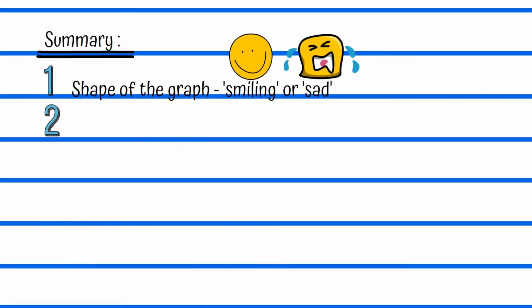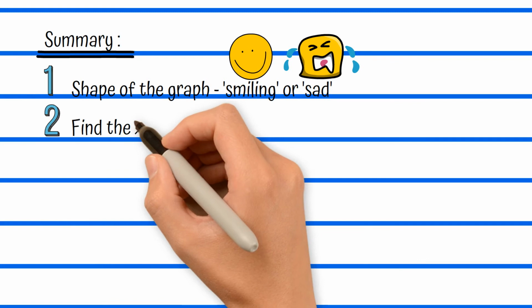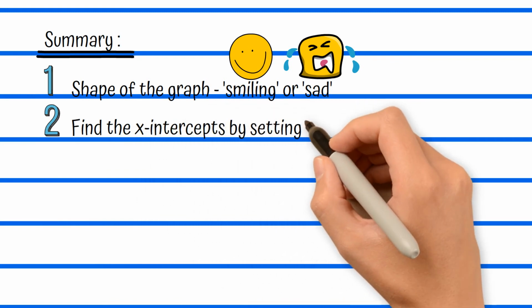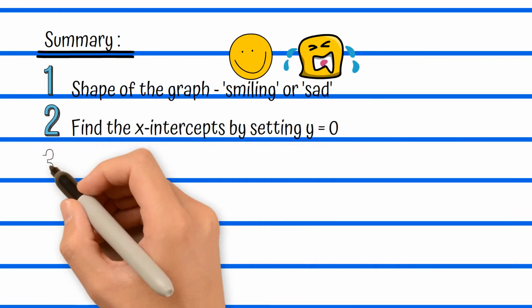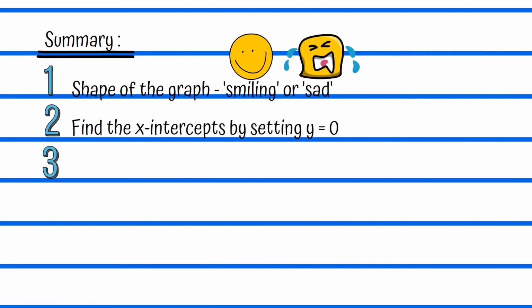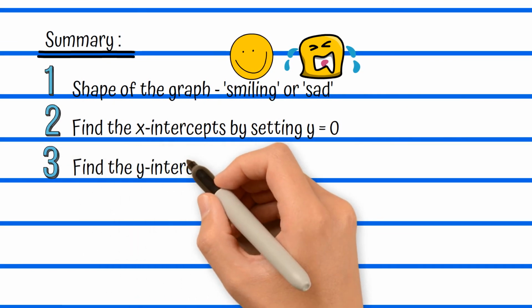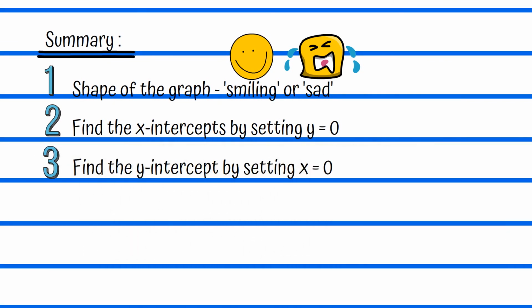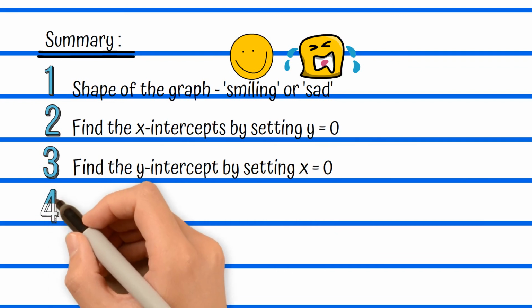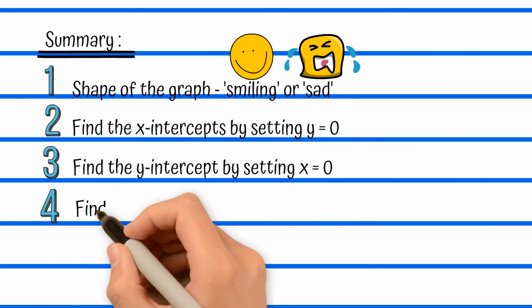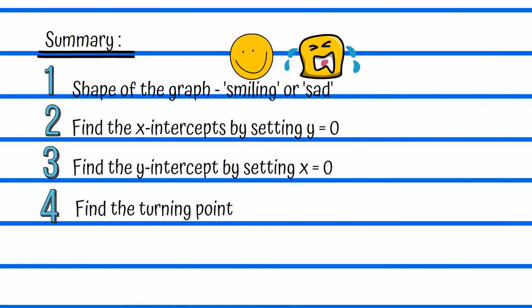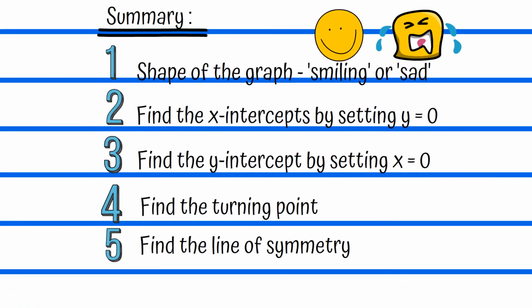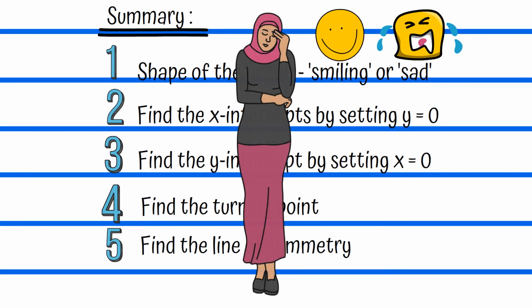Step 2. Find the x-intercepts by setting y equals to 0. Step 3. Find the y-intercept by setting x equals to 0. And step 4. Find the turning point. Step 5. Find the line of symmetry. You have all the 5 steps and now you are ready to sketch more quadratic functions.